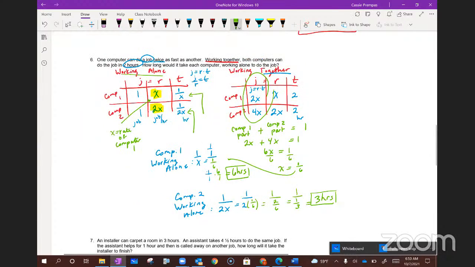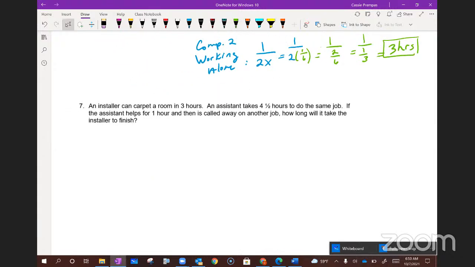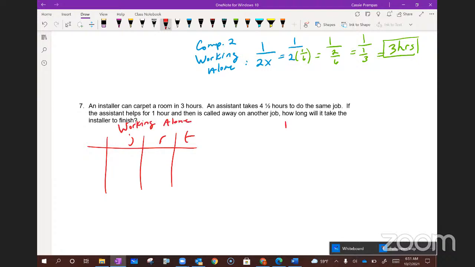All right, moving right along. Last one, number 7. An installer can carpet a room in 3 hours. An assistant takes 4.5 hours to do the same job. If the assistant helps for 1 hour and then is called away on another job, how long will it take the installer to finish? Okay, so let's put these pieces in. Job, rate, time. And let's look at this one. They're working alone. And this one is they're working together forever. No, just for an hour.